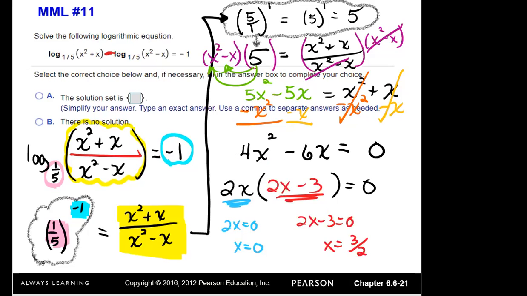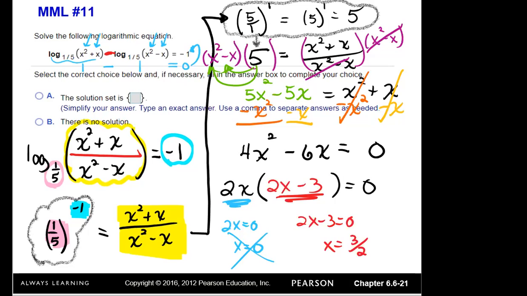And you should check them. If I plug 0 in here and 0 in there, I get log base 1/5 of 0, which would be a 1, minus, and if I stick 0 in here and 0 in there, I get log base 1/5 of a 0, which is 1, but 1 minus 1 equals 0, not -1. That doesn't check.